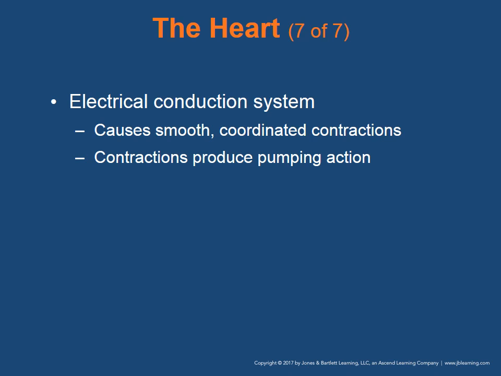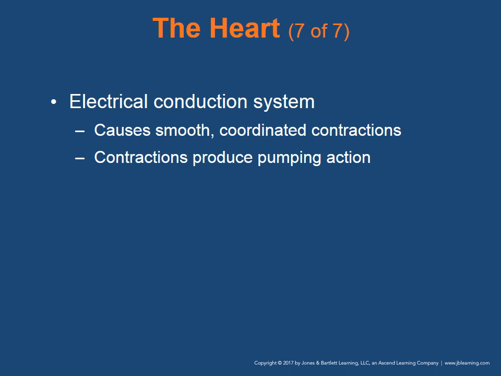So next we're going to talk about the electrical conduction system of the heart. We had brought up that there are specialized muscles of the heart, right? This electrical conduction system causes a smooth, coordinated contraction of the heart that produces the pumping action. The reason our heart is pumping in a coordinated fashion is because of this electrical conduction system.